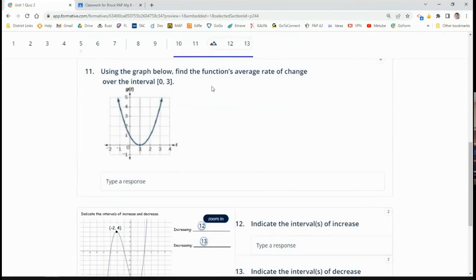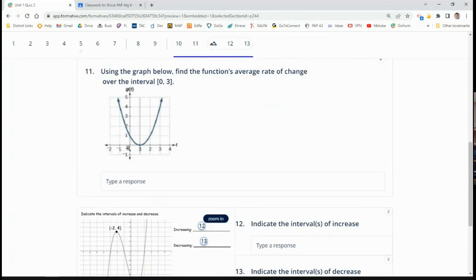Using this graph below, find the average rate of change between 0 and 3. When x is 0 right here, you can click on this to make it bigger, but it gets blurrier. When x is 0, what is the graph? When x is 3, what is the graph? What is the average rate of change between those 2 points?